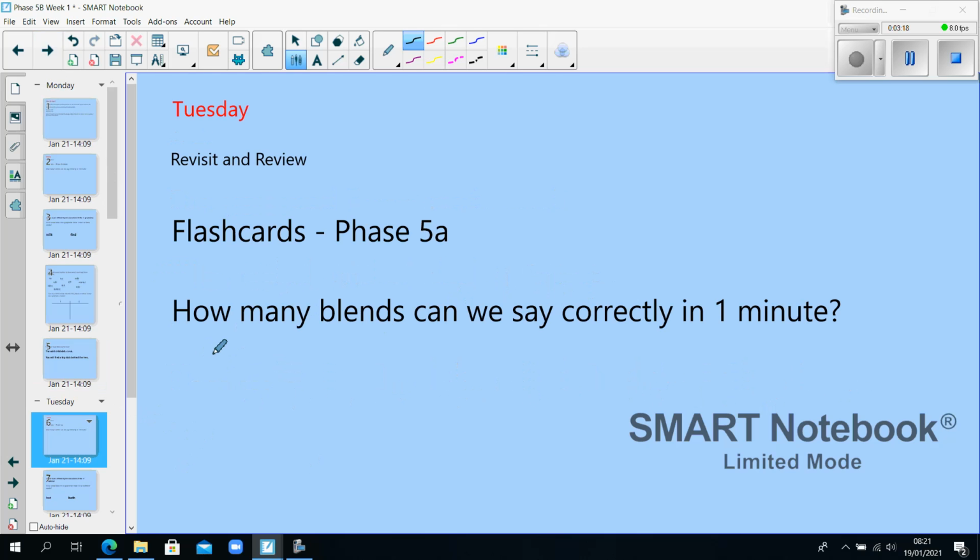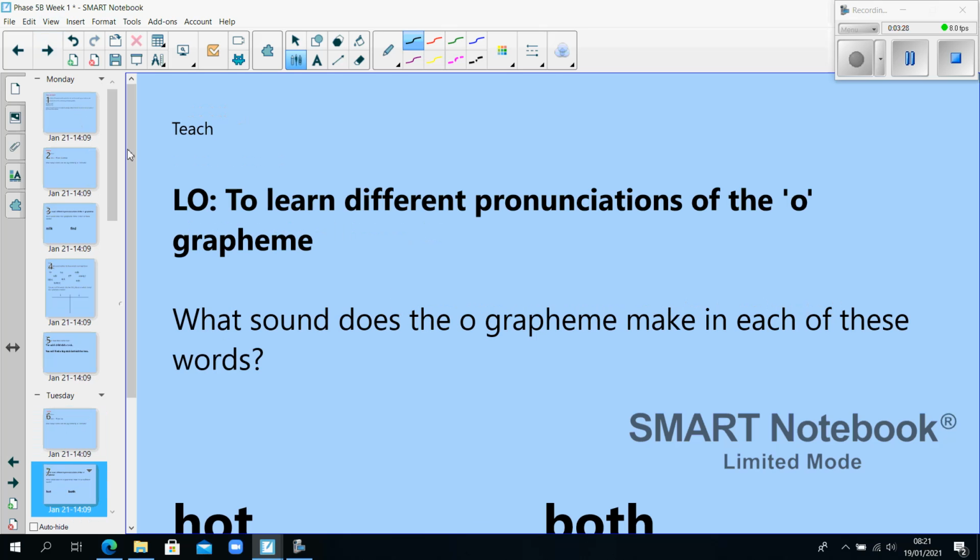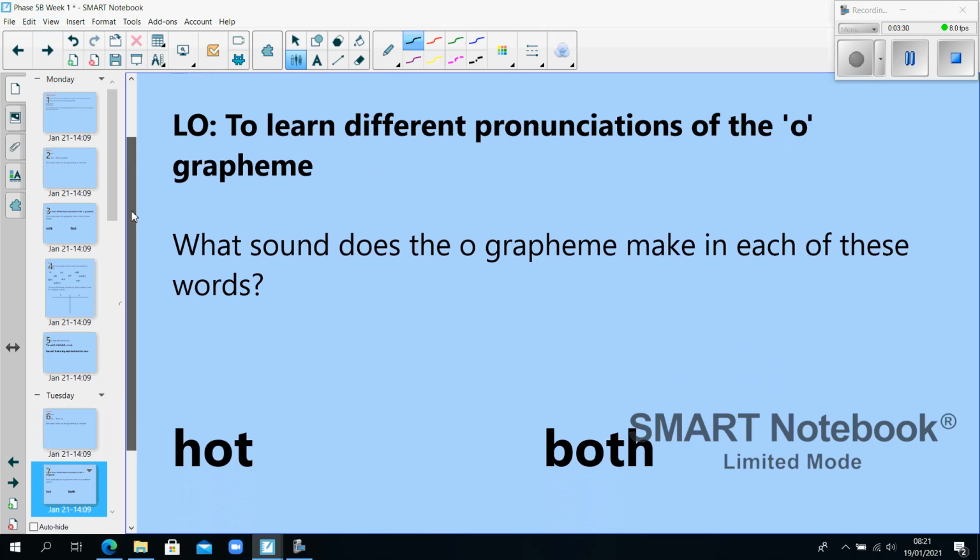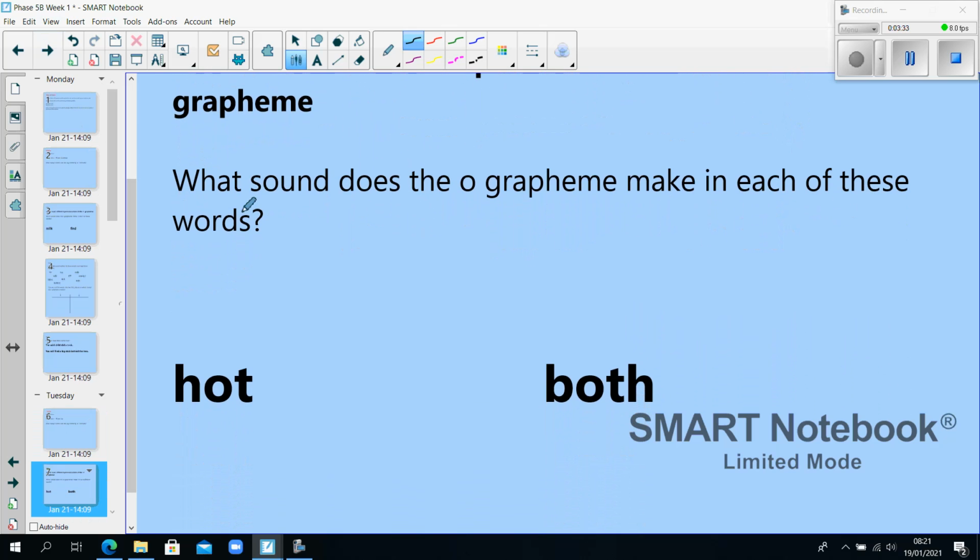Phase 5B, week 1, Tuesday. For a revisit and review, I want you to do a flashcard speed trial for phase 5A. Today we're learning different pronunciations of the O grapheme. Listen carefully. What sound does the O grapheme make in each of these words? Hot, both. We've got O in hot and O in both.